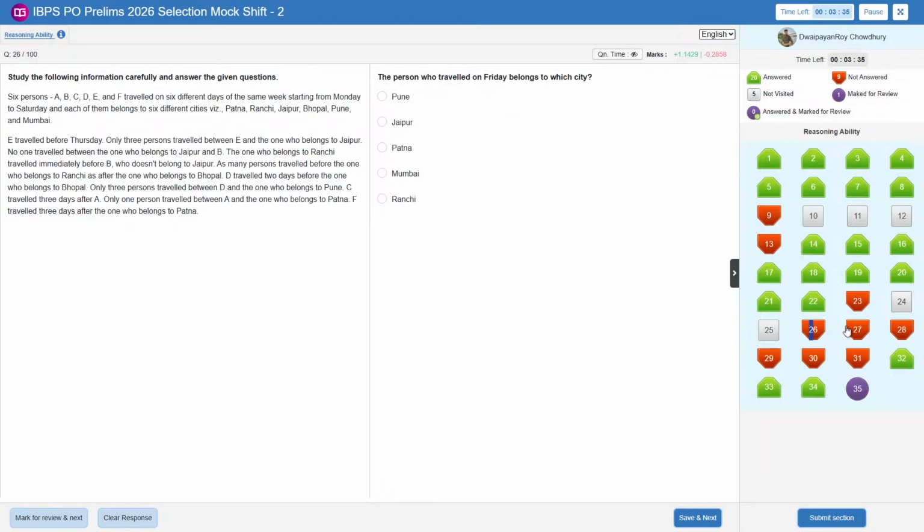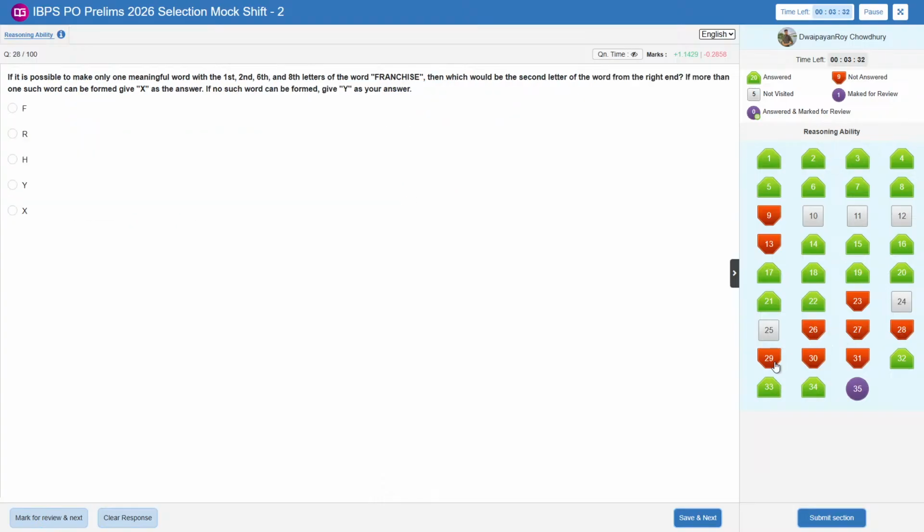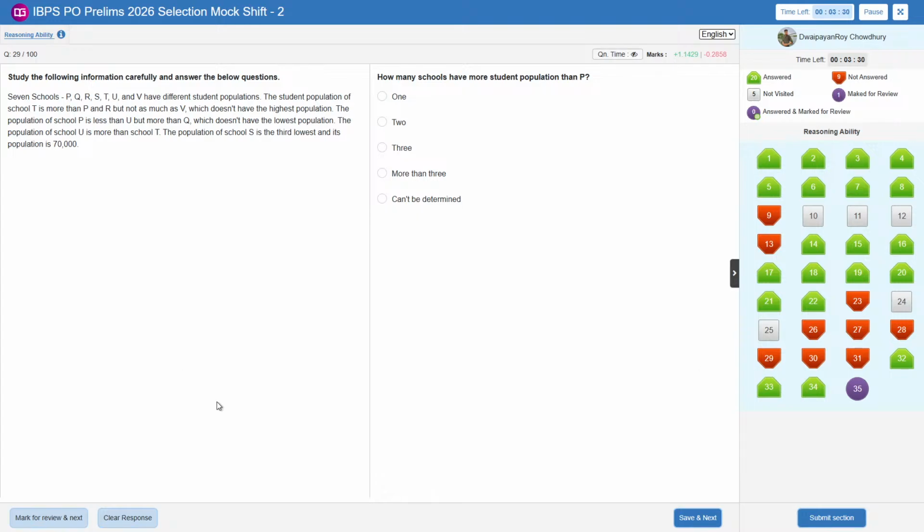But this looks to be a bit of a struggle to do. Okay. 7 schools, different population. I think I should do it. Different population, P more than P and R, but not as much as V, which does not have the highest population. The population of school P is less than U. P is less than U, but more than Q, which does not have the lowest population. So R has the lowest population. Then I got T, then I got V, then I got someone else.